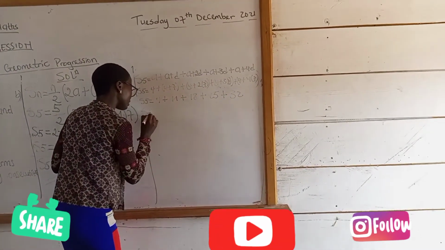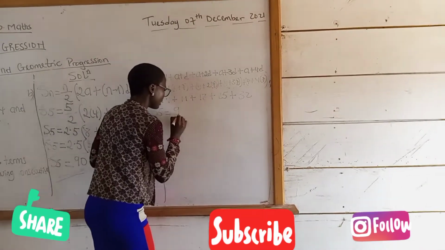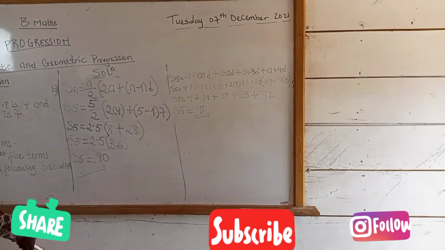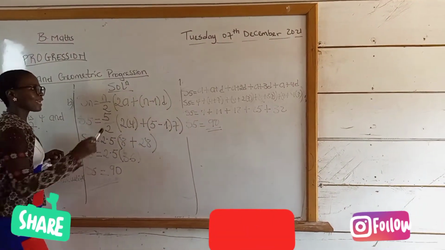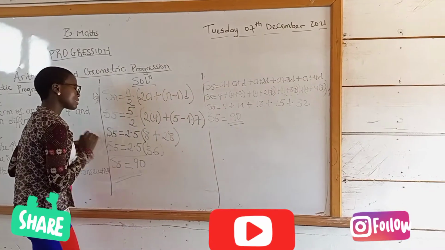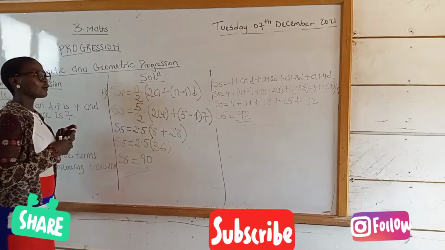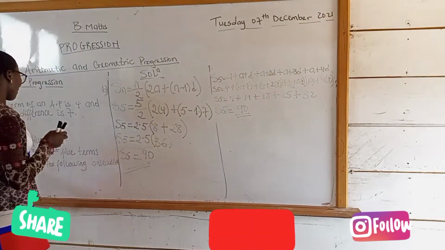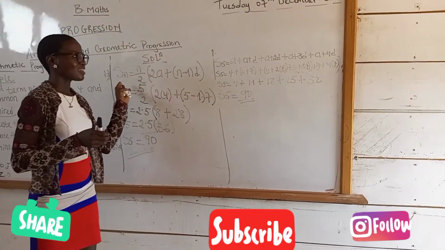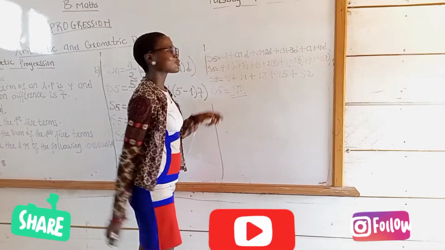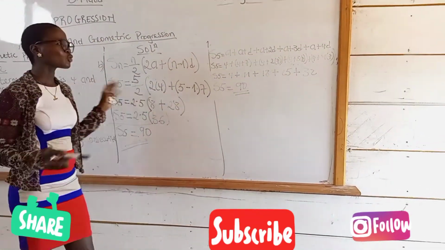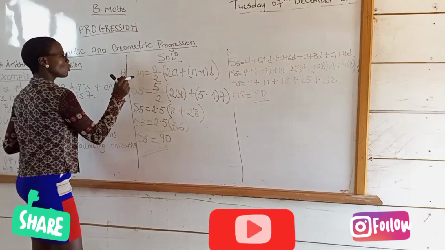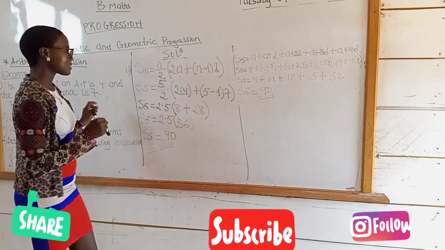Then you add all this, it will still give you 90. So either you use this or you use this. But more precisely, it will be better for you to use the formula, because they can ask you to calculate the sum of the first 20 terms. So you cannot be doing this up to the 20th term. It will be too cumbersome and too long, a waste of time. So it will be better you use the formula to calculate.